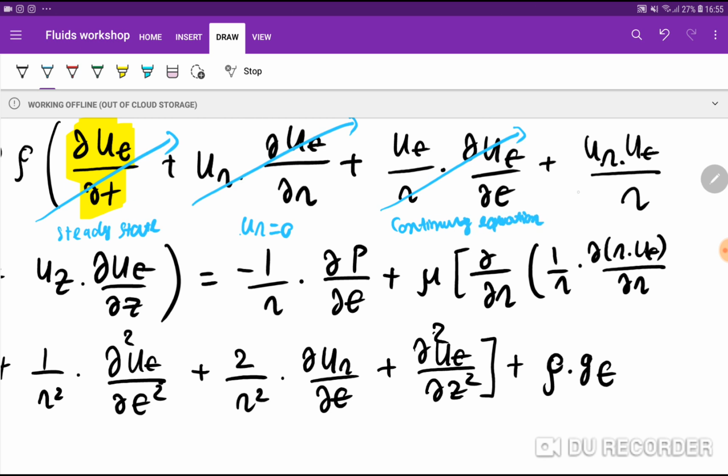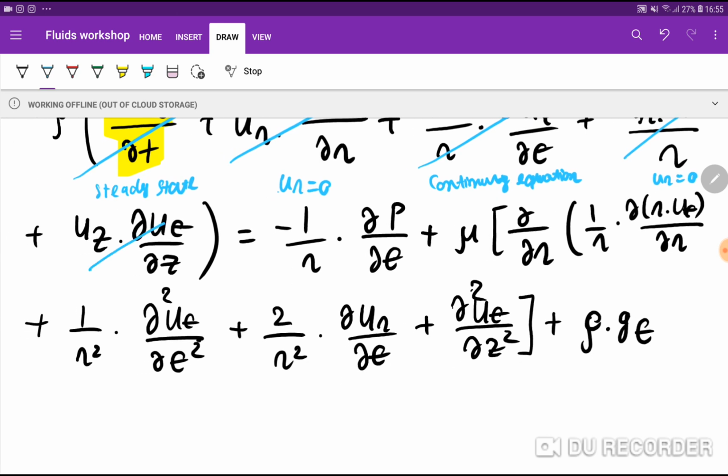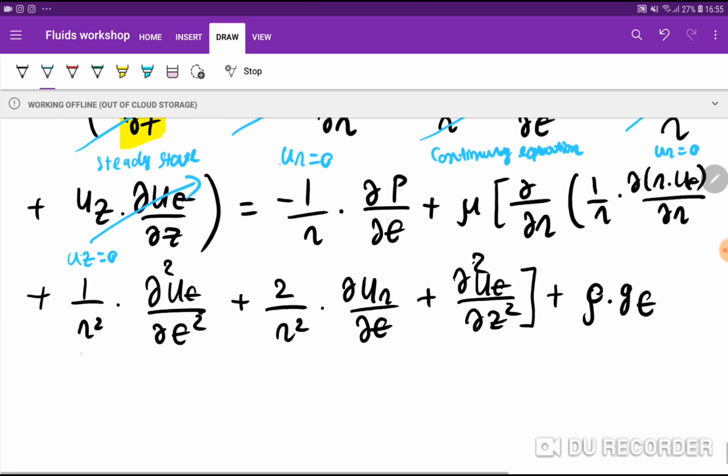Okay, this term cancels out because ur is 0. Okay, wonderful. This term cancels out too because uz is 0. Okay, bear with me. This term cancels out because you notice something very interesting. We have the partial of u theta over partial theta is 0 previously, therefore the second derivative of it is also 0. That's why this is 0, and you cancel out the whole thing.